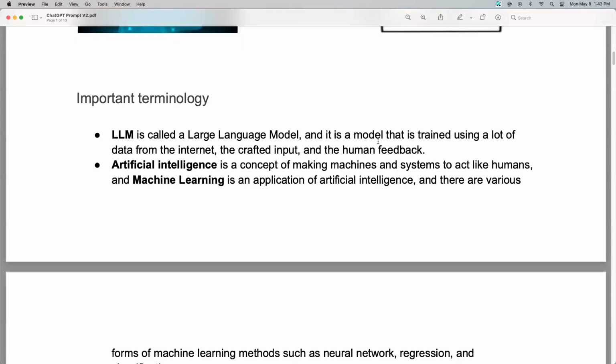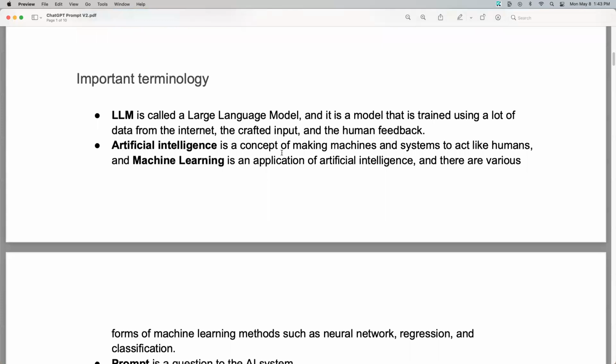It's a model that is trained using a lot of data from the internet, input that is crafted by organizations, by teams of engineers, that is filtered, that is validated, that is meaningful. And then lastly, it incorporates human feedback. These three sets of data are a large amount of data. They use that data to train and come up with a model called a large language model.